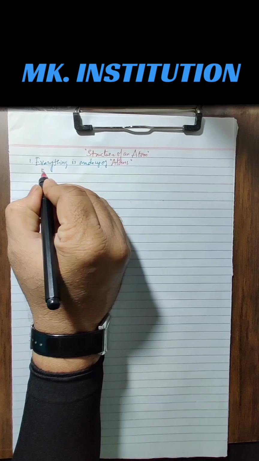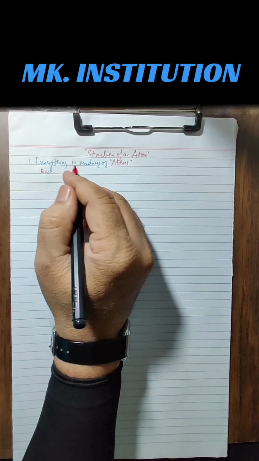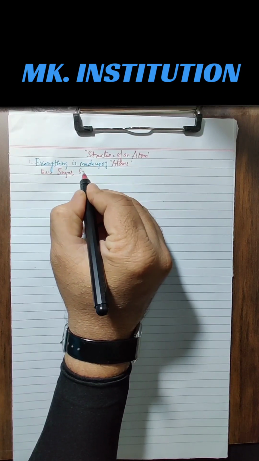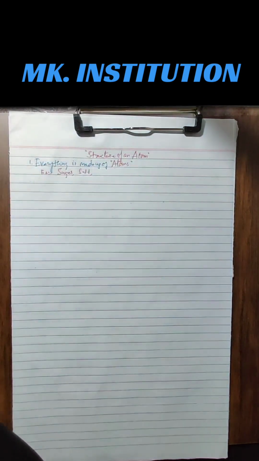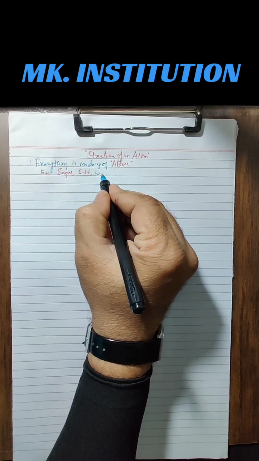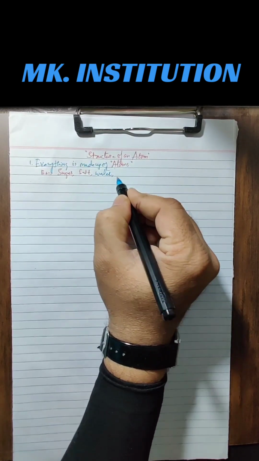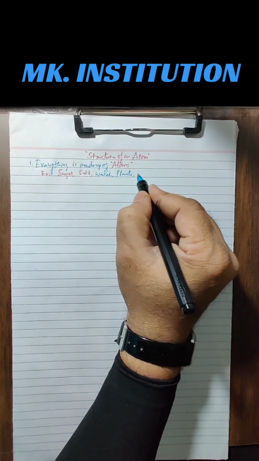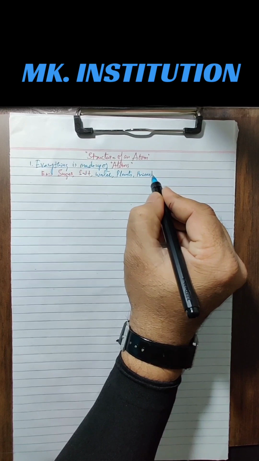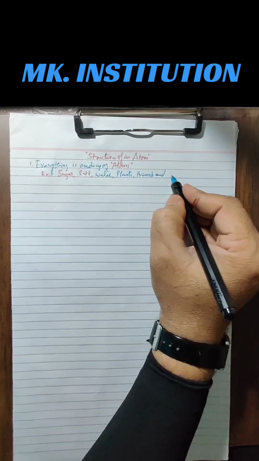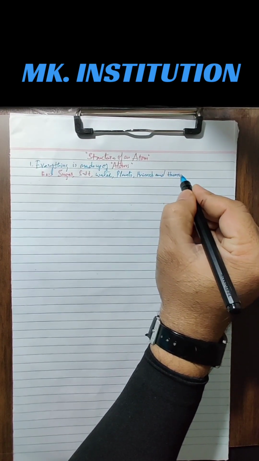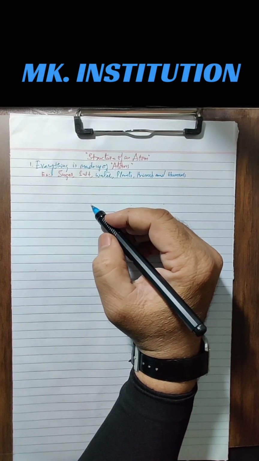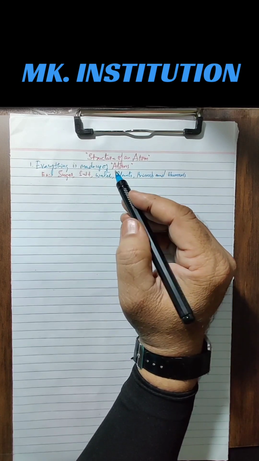Now what are the examples for this? First example you can write: sugar, salt, water, plants, animals, and even human beings. These are all made up of atoms. Maybe it is a living thing or non-living thing, but they are made up of atoms.